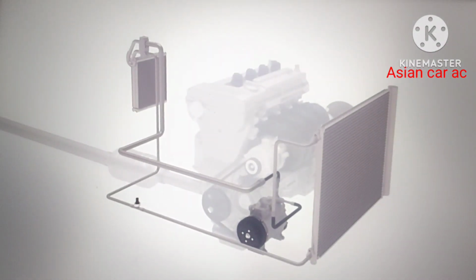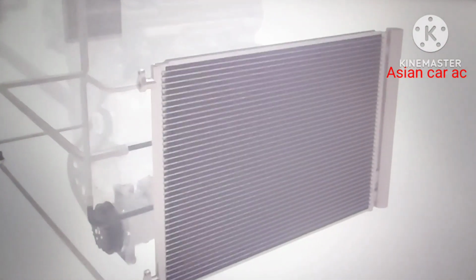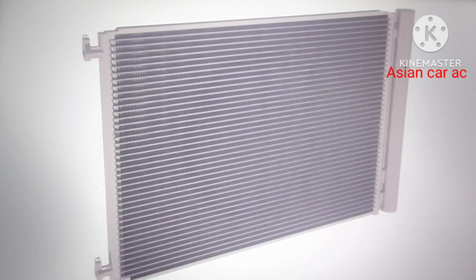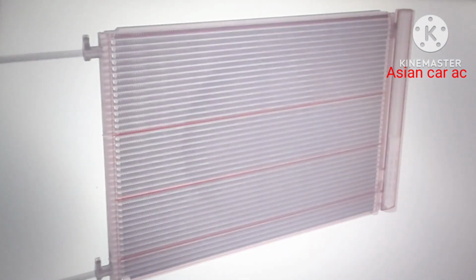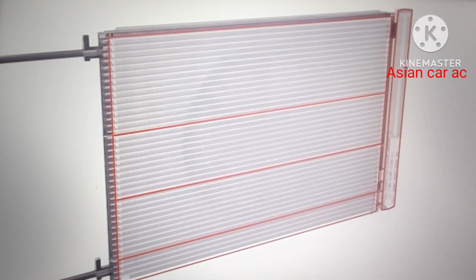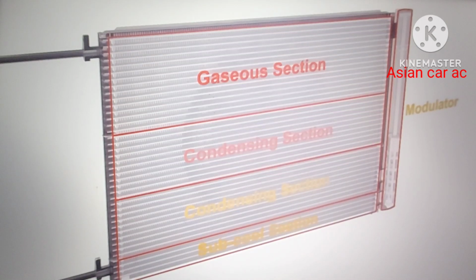The Denso subcool type condenser operates using the same principles as a domestic radiator, because the condenser transfers heat to the air. The condenser is divided into 4 main sections. A gaseous section, to remove the heat from the hot gas, a condensing section, a gas-liquid separator, known as the modulator, and a subcooling section, with the high-pressure refrigerant flowing through these 4 sections in that order.